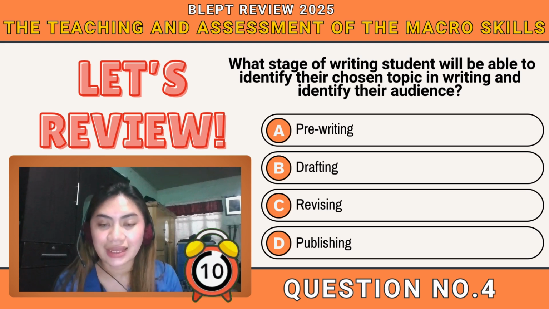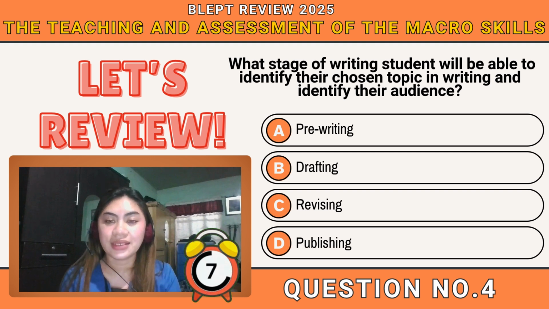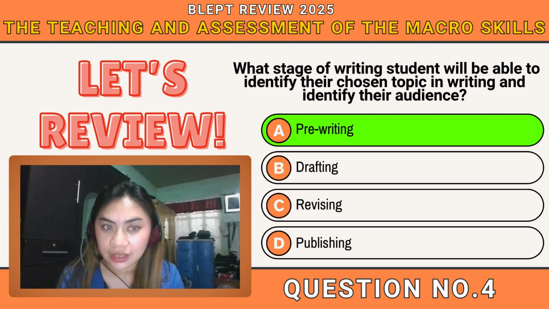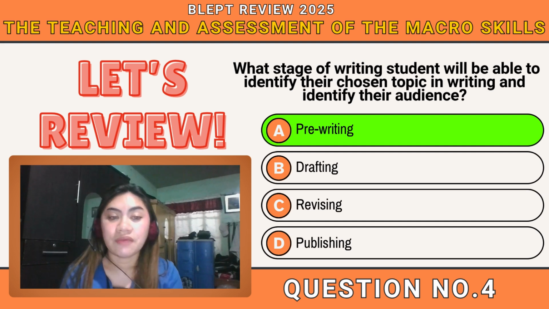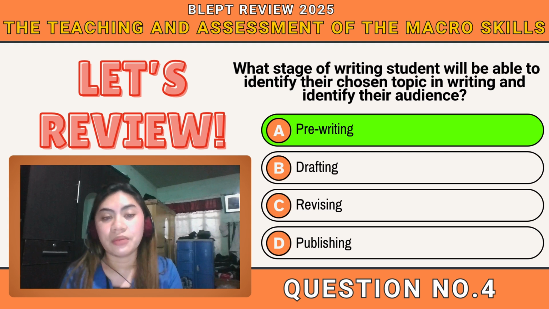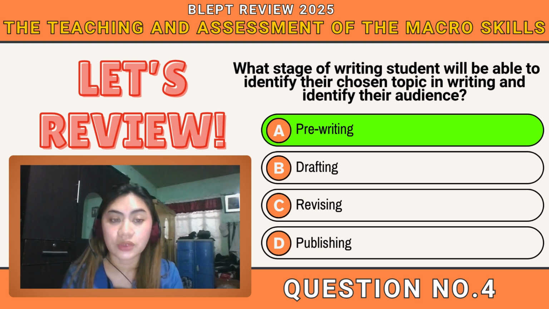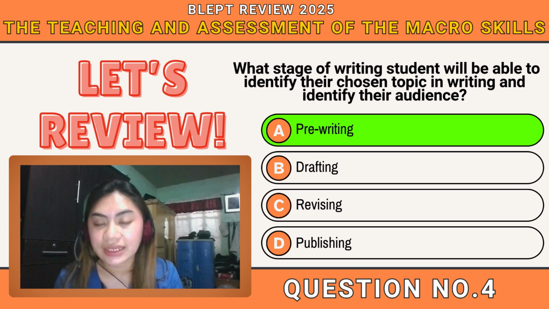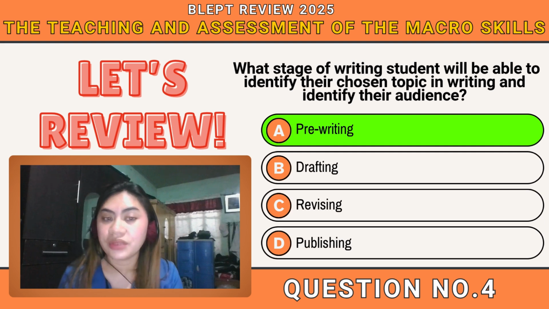Okay, your time is up and the correct answer is A, pre-writing. In this stage of the writing process, the students begin to plan the writing. They will need to define a task and purpose, identify the audience, brainstorm ideas, narrow their chosen topic, and plan and organize the information they have gathered. So drafting, revising, and publishing are our distractors.